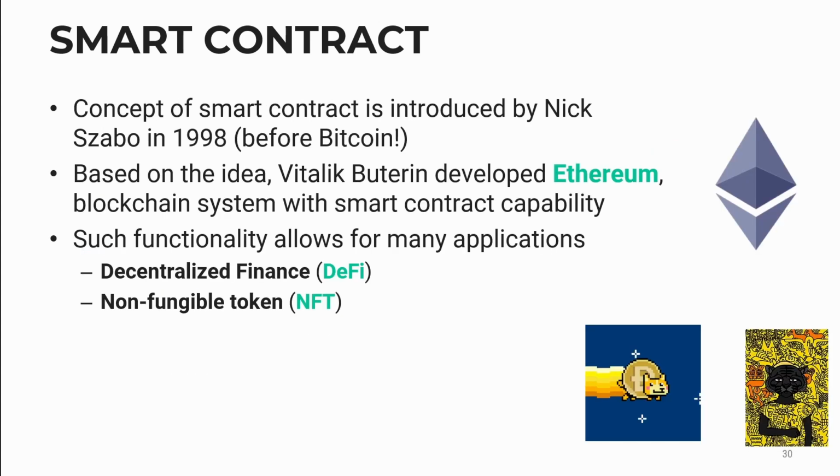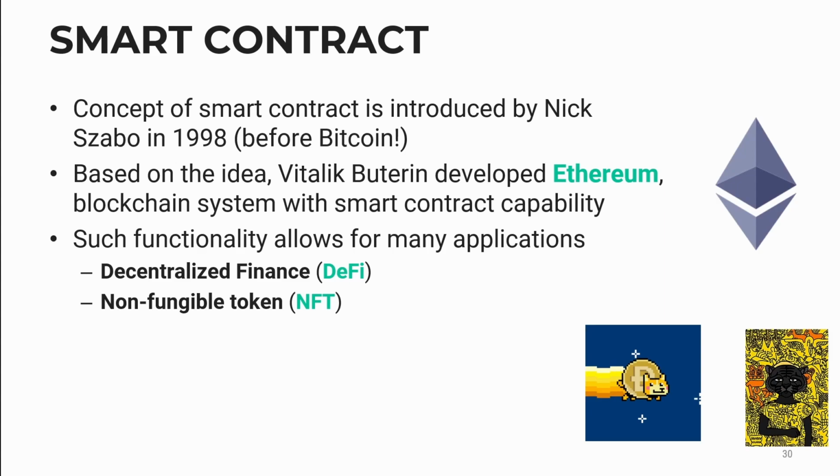The concept of smart contract was introduced by Nick Szabo in 1998, even before Bitcoin was introduced. And based on that idea, Vitalik Buterin developed Ethereum, the first blockchain system that supports smart contracts. So you can embed any script into the chain, and the chain will execute the script when the condition is met. And then after the smart contract concept was created, all hell broke loose.